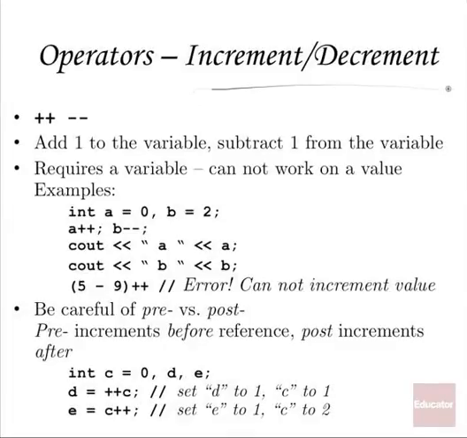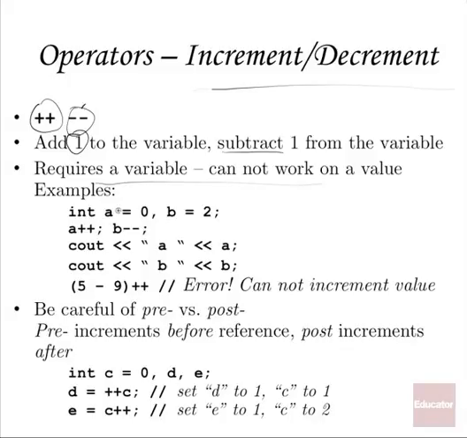Increment decrement operators. You have 2 pluses in a row or 2 minuses in a row. This requires a left-hand side expression. It requires a variable. And it adds 1 to that variable for the plus plus, or subtracts 1 for the minus minus. And again, it requires a variable, it requires a left-hand expression.